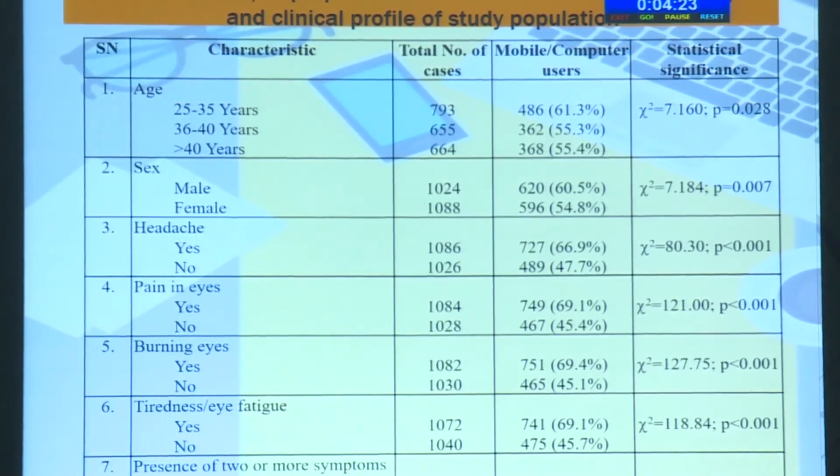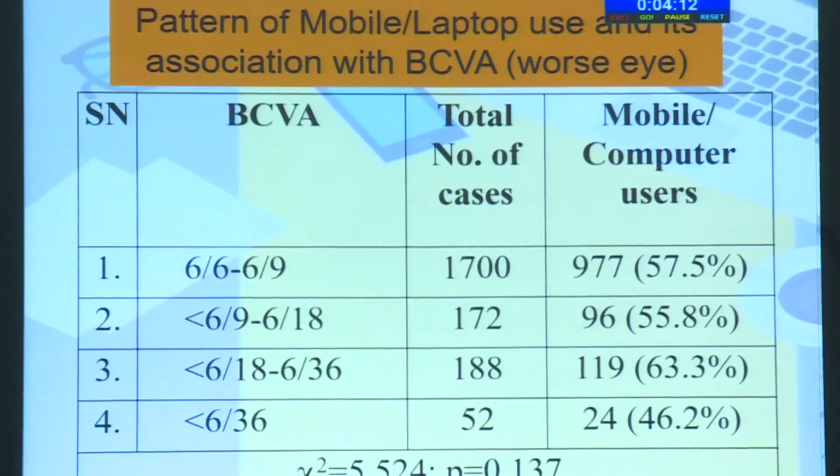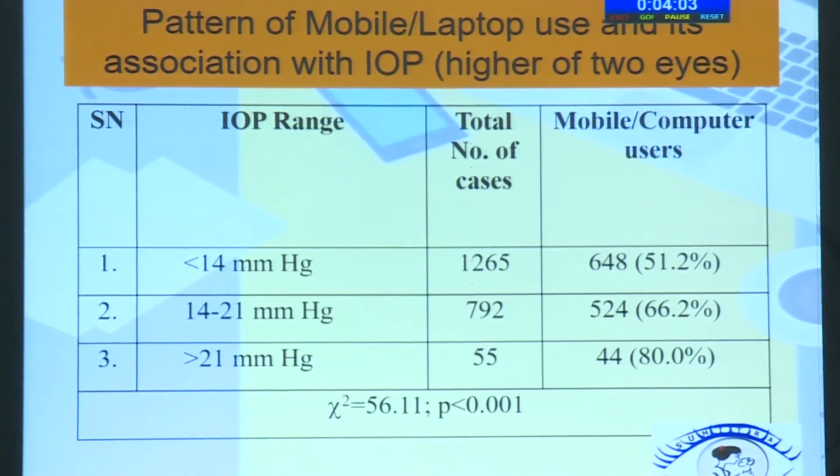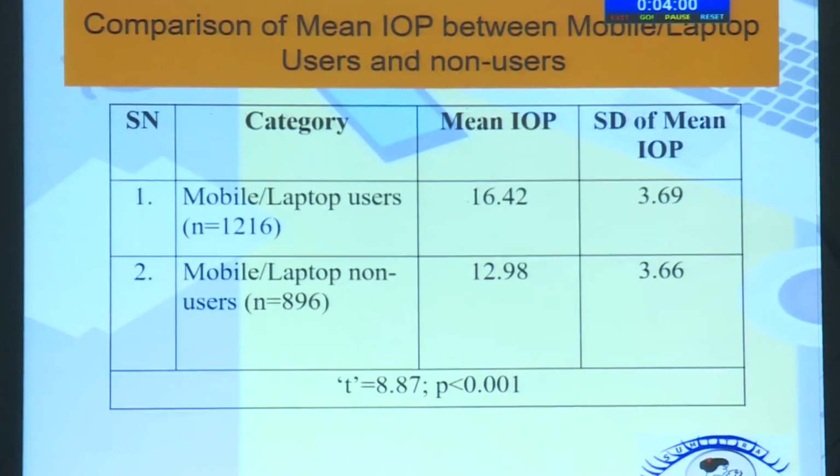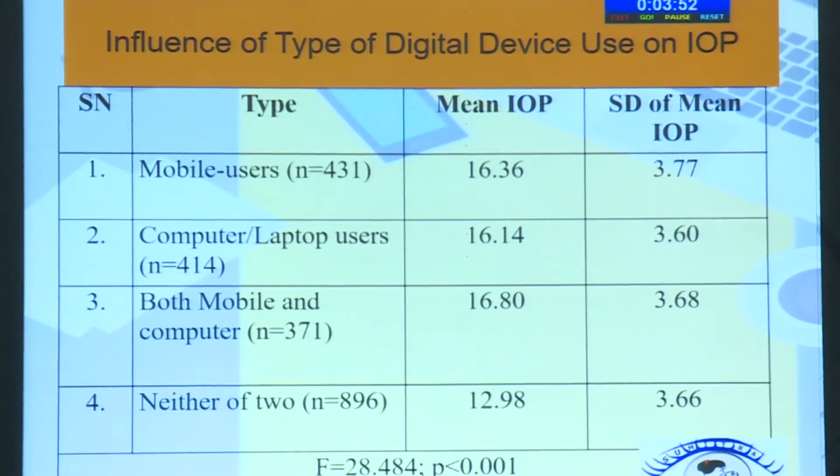This is the pattern of mobile and laptop use and its association with the demographic and clinical profile of the study population, like age, sex ratio, headache, pain, burning eyes, and tiredness or eye fatigue. This is the pattern of mobile laptop use and its association with best corrected visual acuity. And this is the pattern of mobile use and its relation with intraocular pressure. Now, this is the comparison of mean intraocular pressure between mobile laptop users and non-users. And this is the influence of the type of digital devices used on intraocular pressure, like mobile, computers, both mobile and computers, and neither of the two.